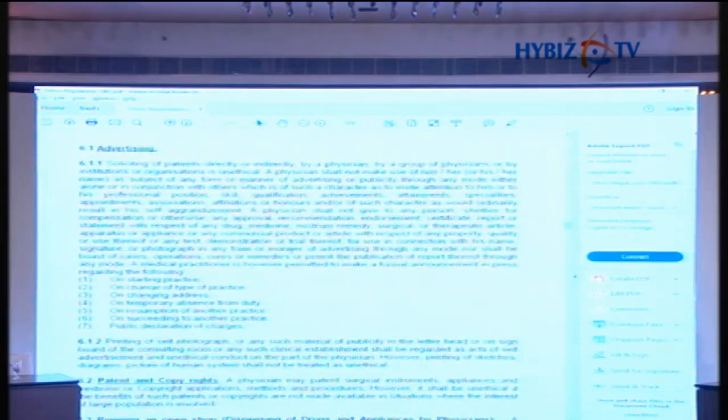I have covered most of the summary. This is important. Soliciting of patients directly or indirectly by a physician, by a group of physicians, or by institutions or organizations is unethical. A physician shall not make use of his or her name as the subject of any form of advertising or publicity. Big boards you are writing, that is not permitted. And some people are also putting their photographs on the files. That is a very degrading type of action.